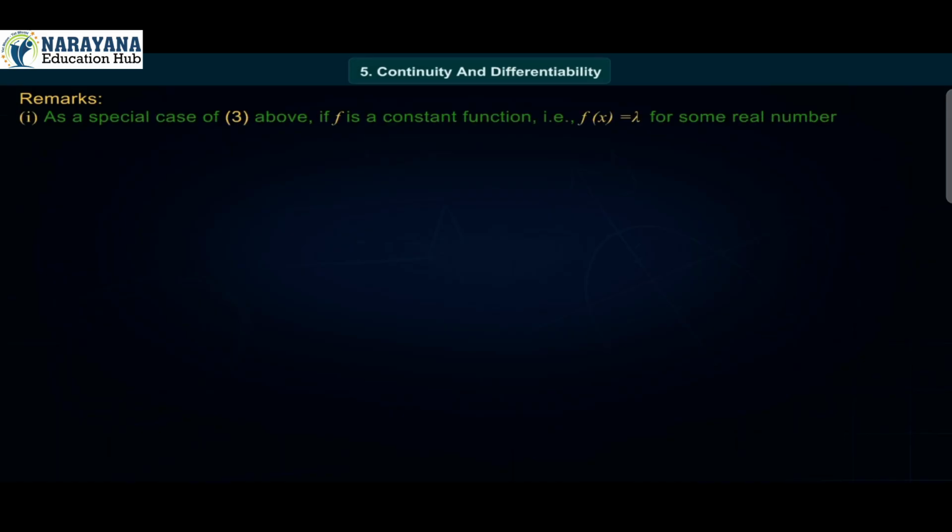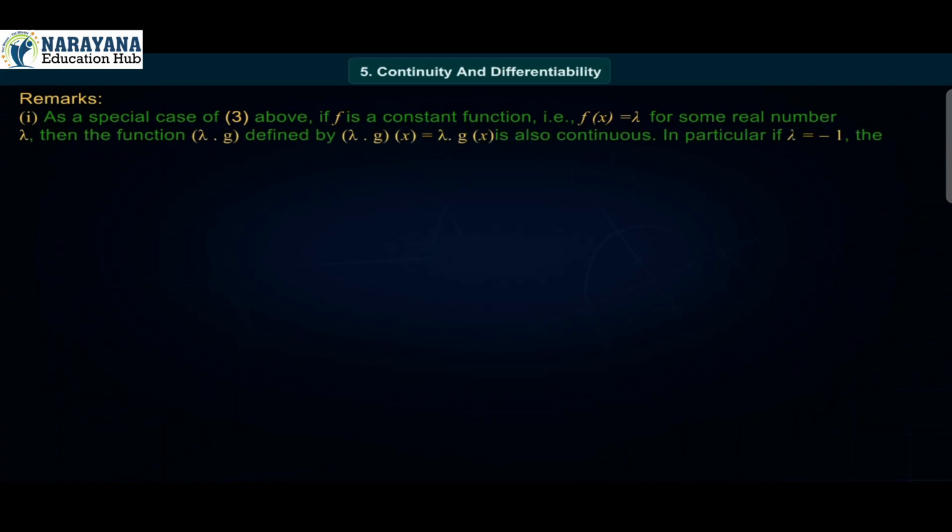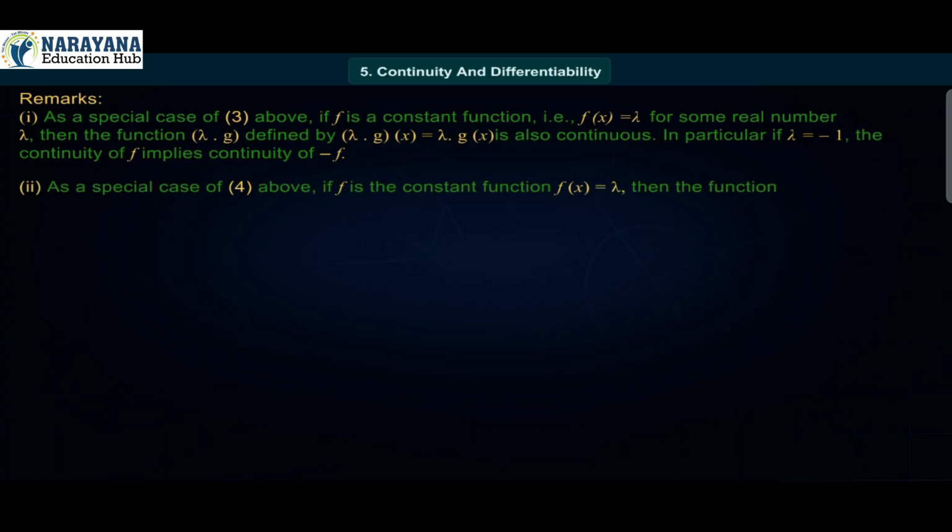Remarks. Number 1. As a special case of 3 above, if f is a constant function, that is, f(x) = lambda for some real number lambda, then the function lambda times g, defined by (lambda times g)(x) = lambda times g(x), is also continuous. In particular, if lambda = -1, the continuity of f implies continuity of -f. Number 2.